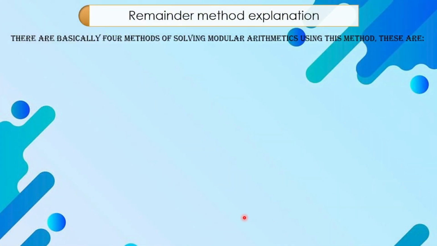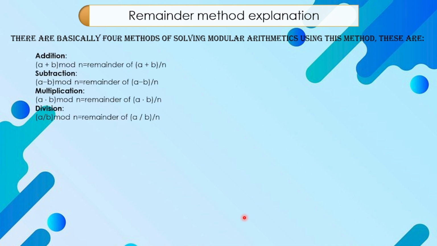Remainder method. There are basically 4 laws for solving modular arithmetic using this method: addition, subtraction, multiplication, and division law, which you can all see on the screen. Let's take some examples. Let's say a equals 20, b equals 5, and our mode is equal to 2. When we see r, we take it as remainder.